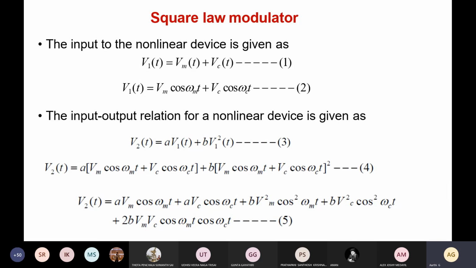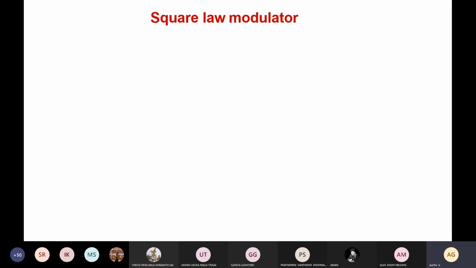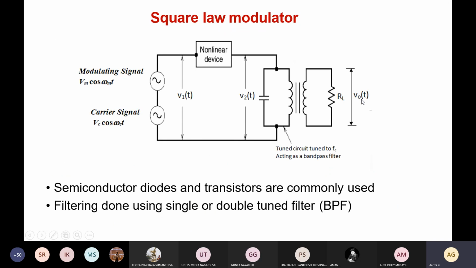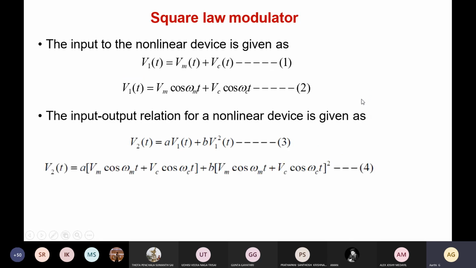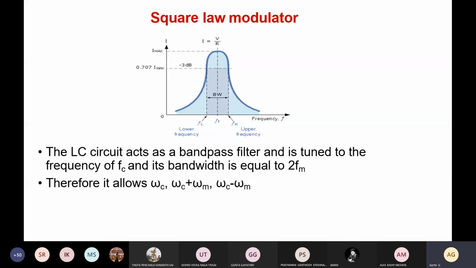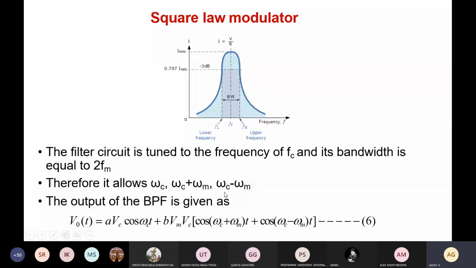Now this V2 of t is passed to a filter, and the output is V0 of t. This LC circuit acts as a bandpass filter tuned to the frequency FC, and its bandwidth is equal to twice FM. This is our bandwidth between the upper and the lower cutoff frequencies. Therefore it allows only the carrier component and the sidebands. So we take from the final output the carrier component plus the two sidebands.